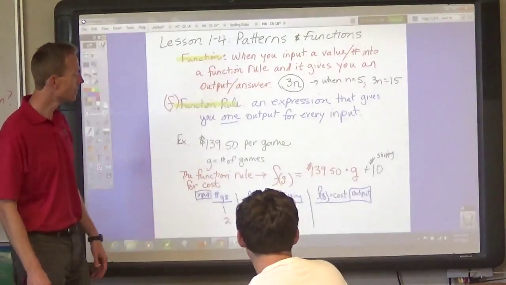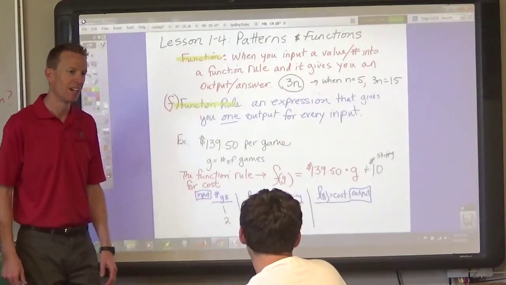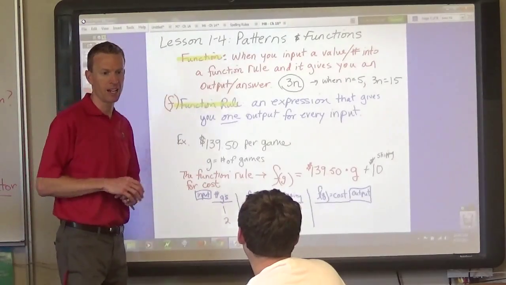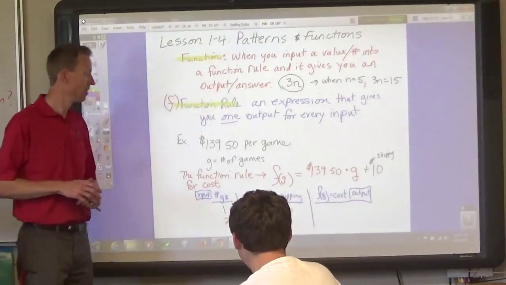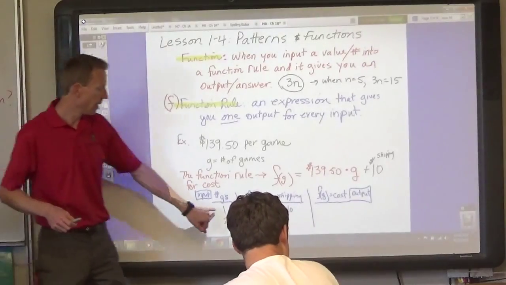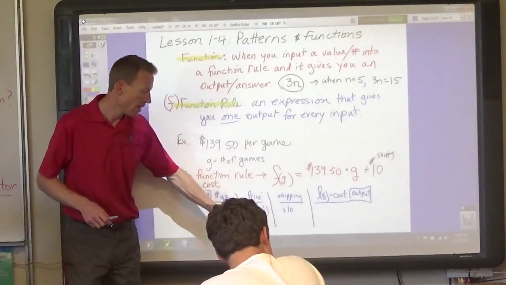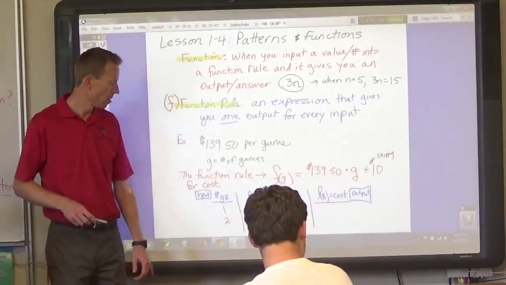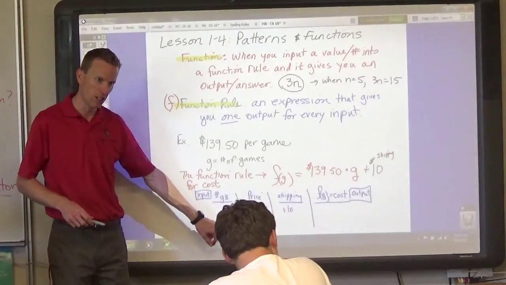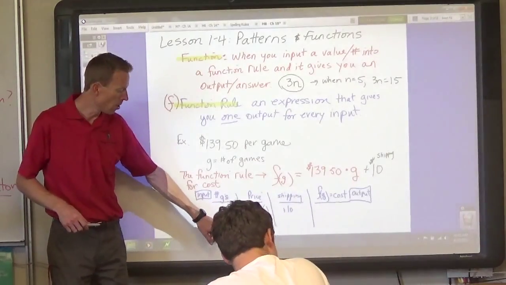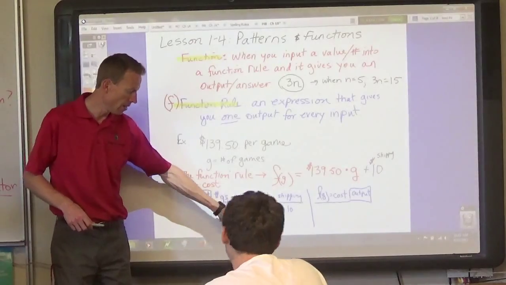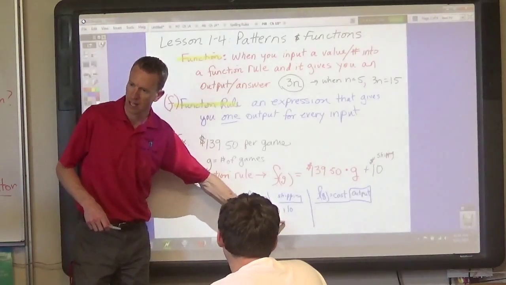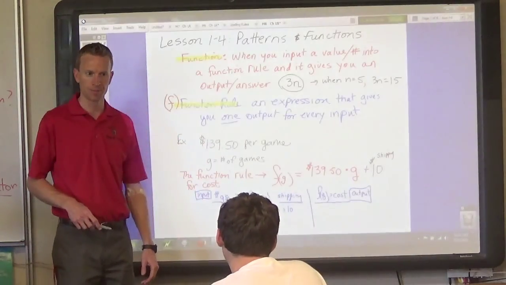Alright, so let's say you get a game bundle, and it's $139. You can choose different game bundles. Alright? So, one game would cost you $139.50 plus $10 shipping. And so for every game that you purchase, you have to multiply the number of games by $139.50 and then add $10 in shipping, right?